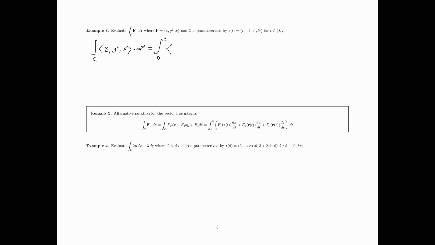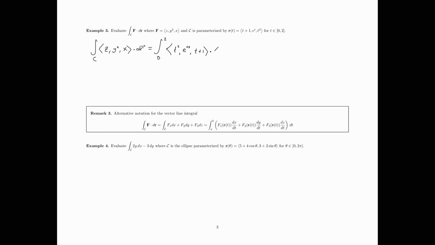Our z will become t squared. Why does z become t squared? Well, look at our parameterization. The z component is t squared. So this z gets replaced with what z is equal to in our parameterization, which is t squared. Similarly, y gets replaced with e to the t, and y squared is e to the 2t. The x component of our parameterization is t plus 1.